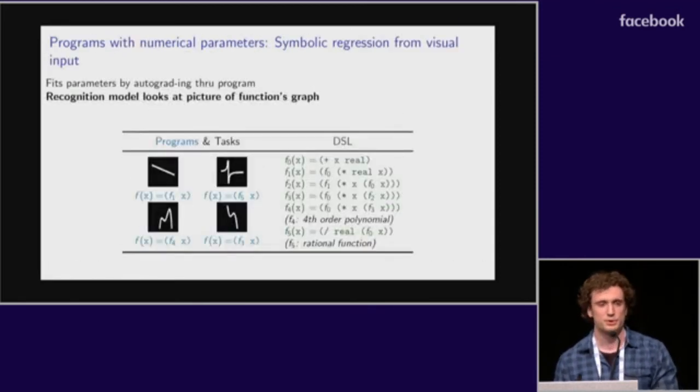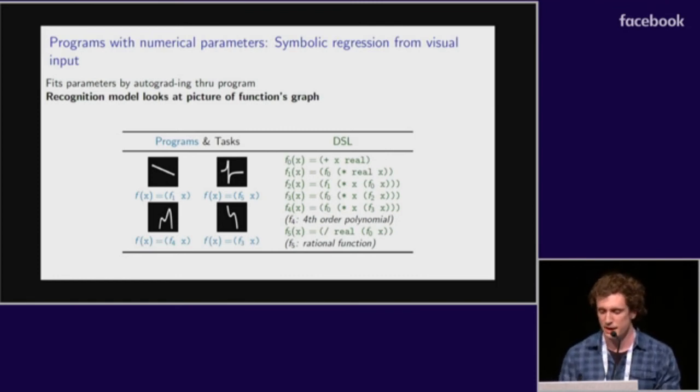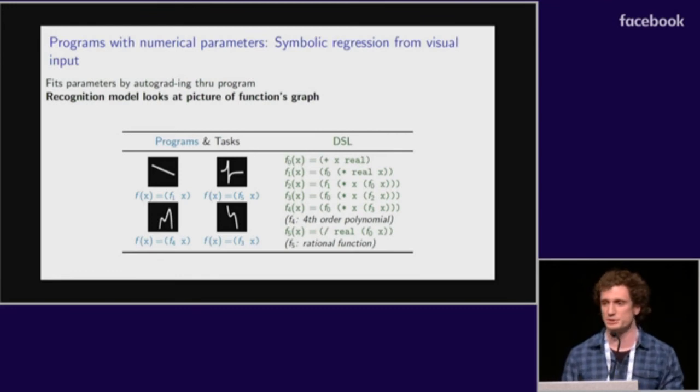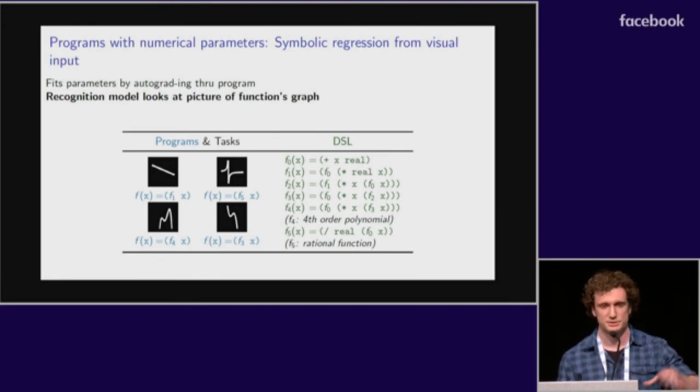So in order to learn programs with continuous parameters, we can differentiate through the program and set those parameters using gradient descent. So we tested this out on some symbolic regression problems where you have to write some code that fits points on a curve, and we added the twist that the recognition model gets to eyeball a graph of the function so it can get a sense of what kind of code it needs to write before it starts writing it.